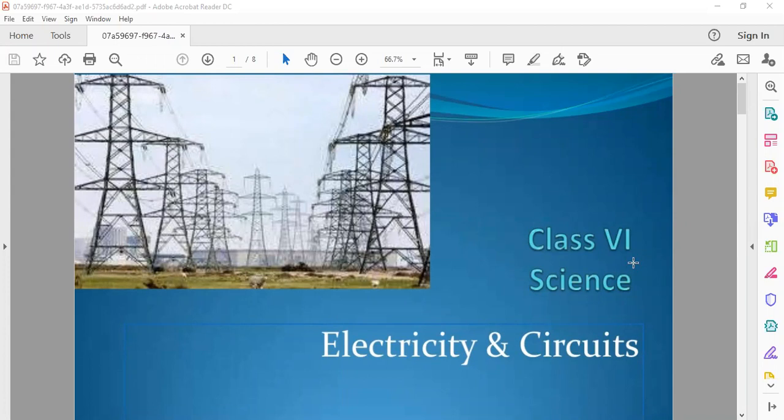So children, we use electricity for many purposes to make our task easier. Electricity makes it possible to light our homes, roads, offices, markets, factories, etc. This helps us to continue working at night even.